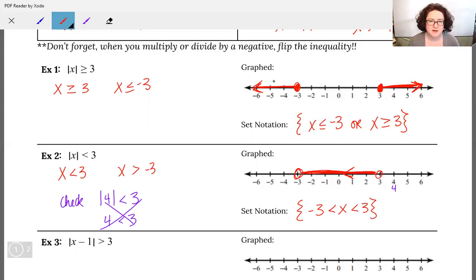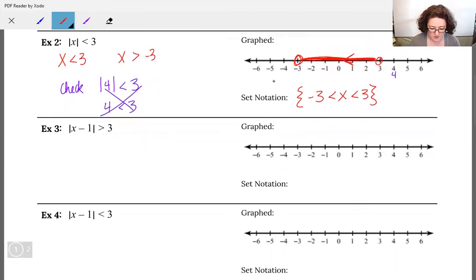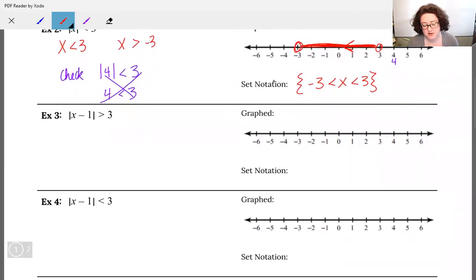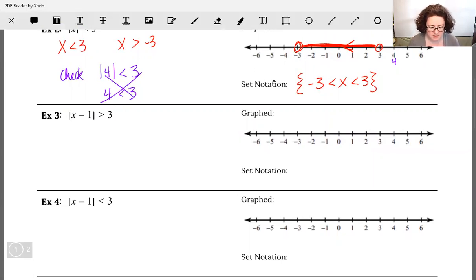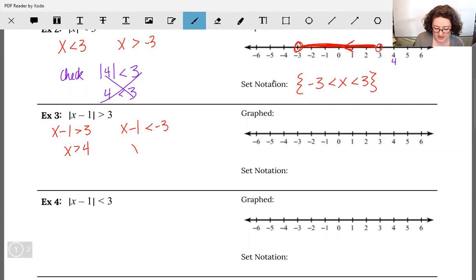Okay, now let's look at one that's starting to kind of bump it up a little bit. Now we have an expression in example 3. So in example 3, we have the absolute value of x minus 1 is greater than 3. Okay, so let's see what's going on. So x minus 1 is greater than 3 for our positive version, and x minus 1 is less than negative 3 for our negative version. In each one, we have to add 1 to both sides. So x is greater than 4, and x is less than negative 2.